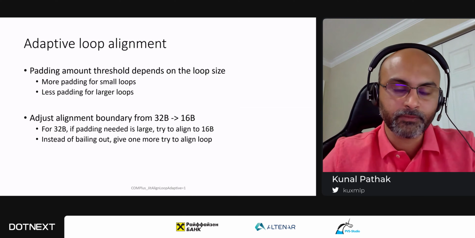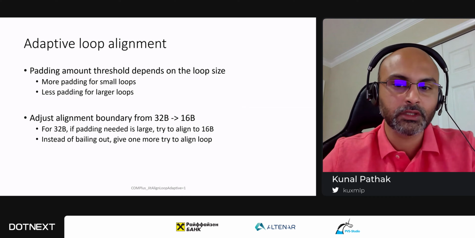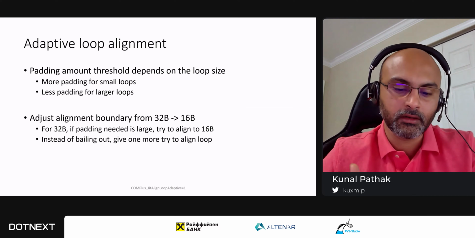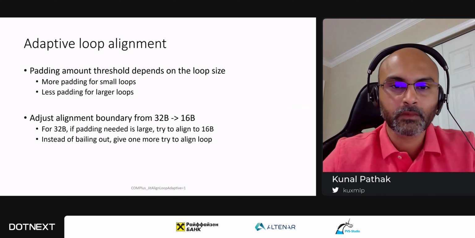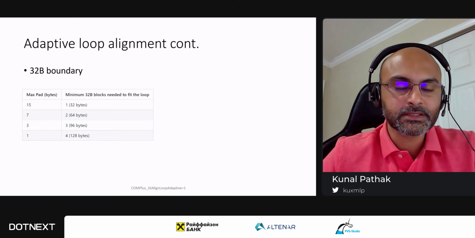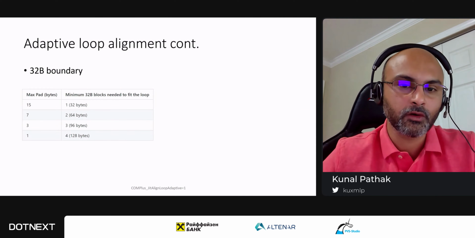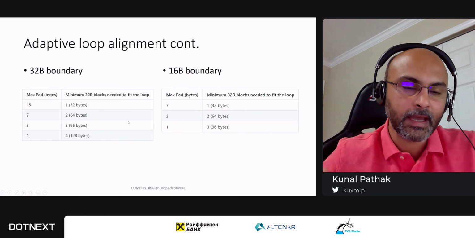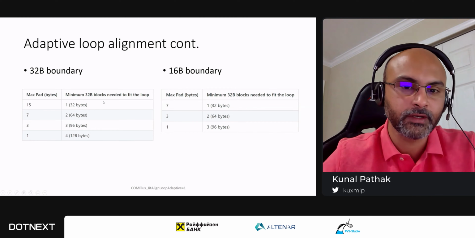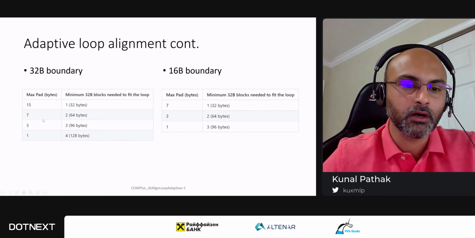So for the 32 byte boundary, if the padding is large, then try to align it to the 16 byte boundary. And if the padding is also larger for the 16 byte boundary, then give up basically. So this is just a table that tells how much padding we add depending on the size of the loop. In the 32 byte boundary case, the max padding we will add is 15 bytes if the loop is very small and can be fitted in the 32 byte chunk.